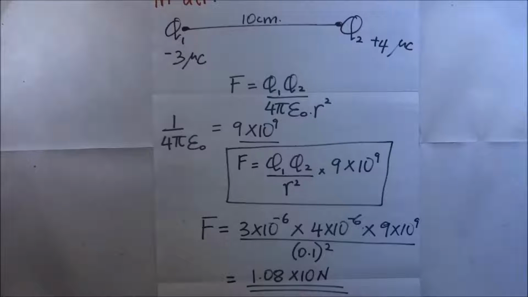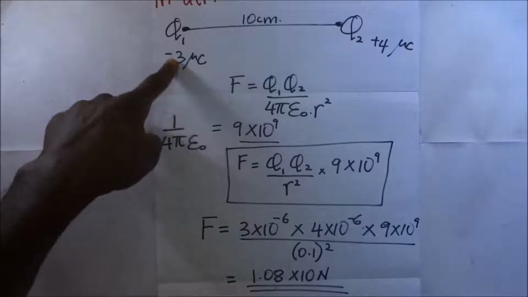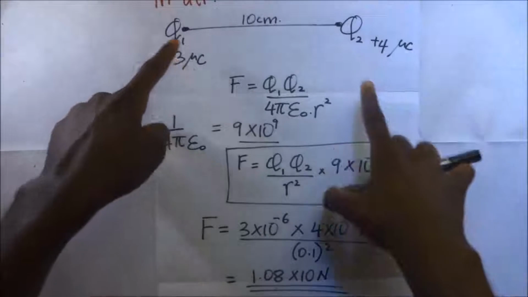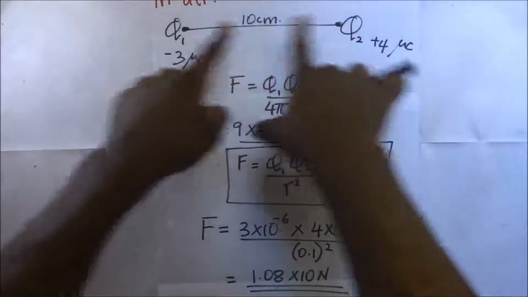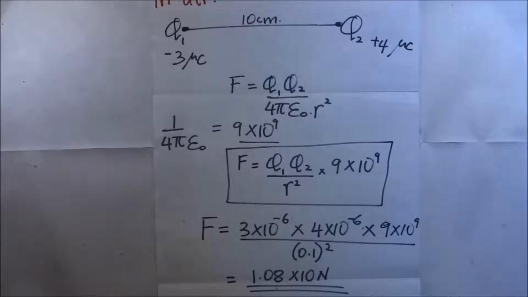And this kind of force will be an attractive one. Why? Because according to the law of electrostatics, unlike charges attract and like charges repel. This is a negative, that's a positive. It means that the force that exists between here is an attractive force of 1.08 times 10 newtons.